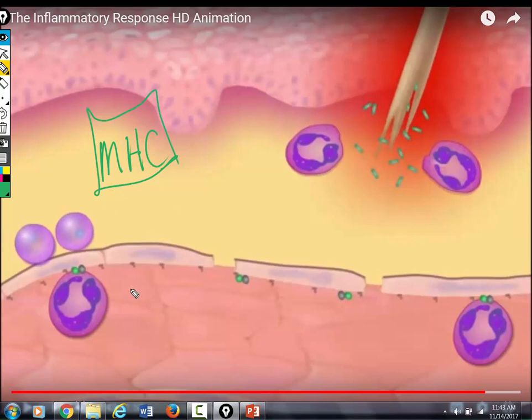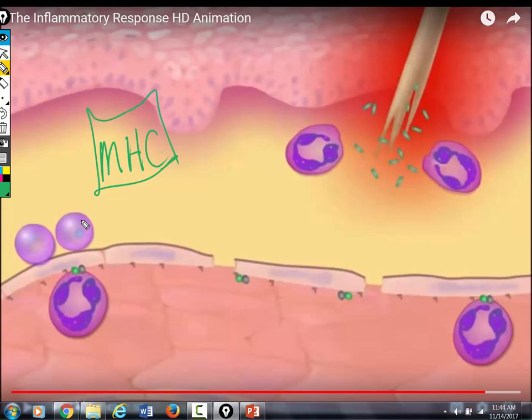How many people followed this, guys? Yes or no? All right, now watch. It gets better. This is the first phase of inflammation. What's it primarily caused by? It's primarily caused by the rupturing of mast cells and the release of this histamine. Guys? All right, watch.